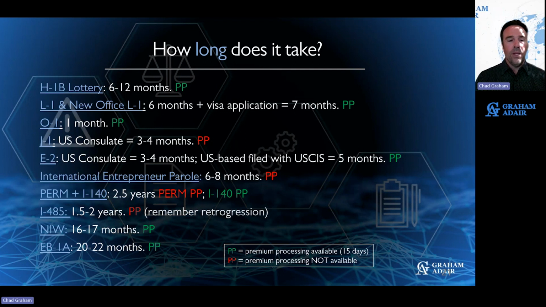So the one that's really too bad right now is the I-485, the third step in the green card process. It's currently taking 1.5 to 2 years, and there is no premium processing available. So even for people with current priority dates, the green card process is likely going to take 2 to 3 years from start to finish. And for people from India in one of those second or third preference categories, it'll be much longer.